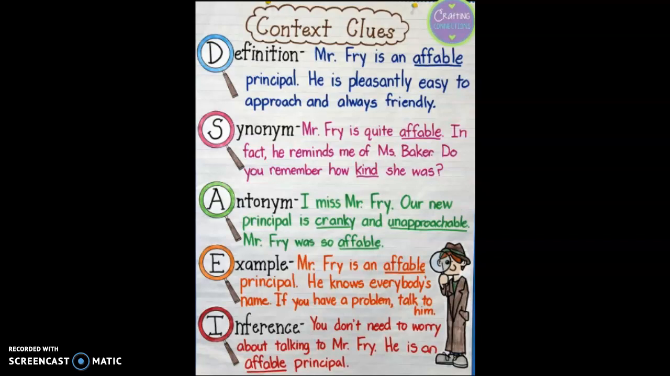Context clues. This is where we're looking for the meaning of an unknown word using the clues around that word. There are 5 different types of context clues, starting with definition. This is where they give you the exact meaning of that word in the text.